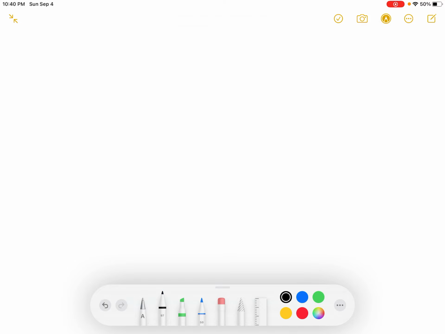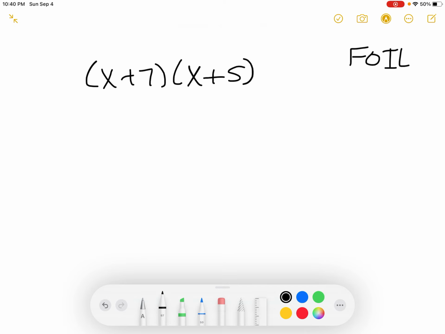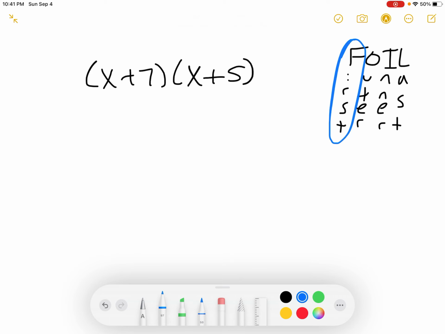All right. Another thing that you would want to know is how to FOIL. So let's say we needed to multiply these things out. Well, FOIL, you might have learned the box method also, but FOIL is an acronym, and that is first, outer, inner, and last. So we're multiplying different things. So I'll just color coordinate this stuff here.